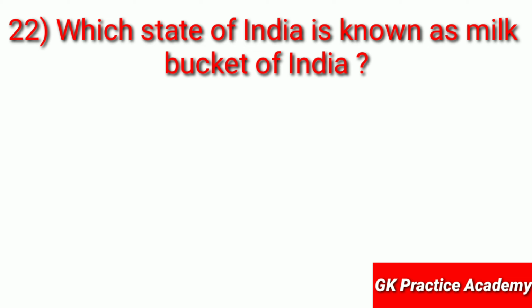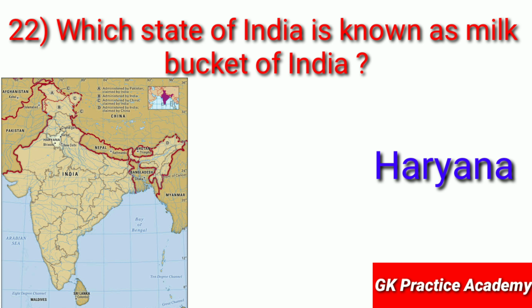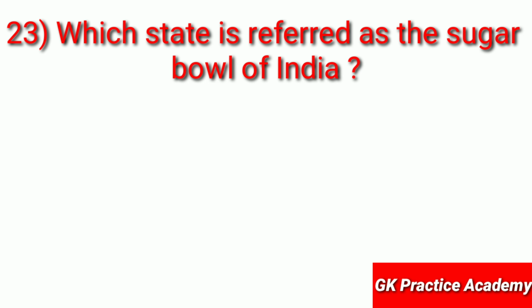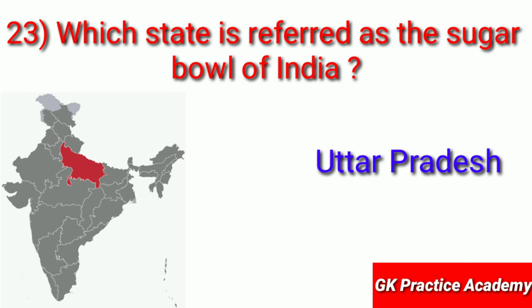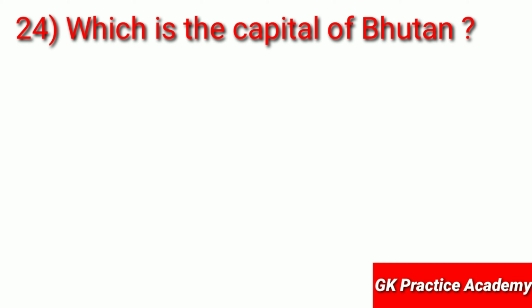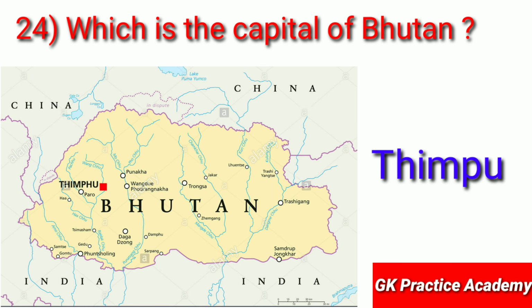Which state of India is known as the Milk Bucket of India? Answer is Haryana. Which state is referred to as the Sugar Bowl of India? Leading sugar producing state, Uttar Pradesh. Next question, which is the capital of Bhutan? Bhutan is a neighboring country of India. Thimphu is the capital of Bhutan.